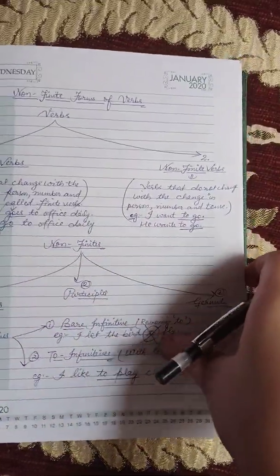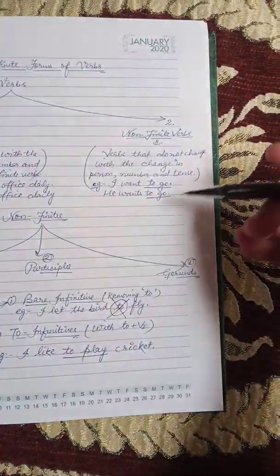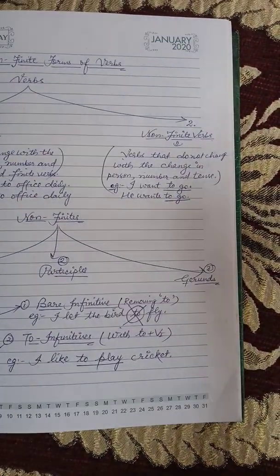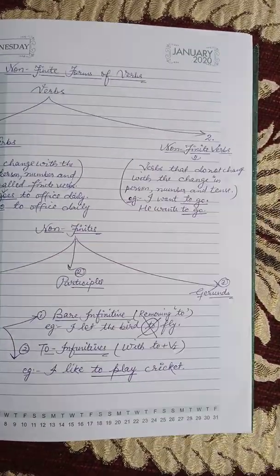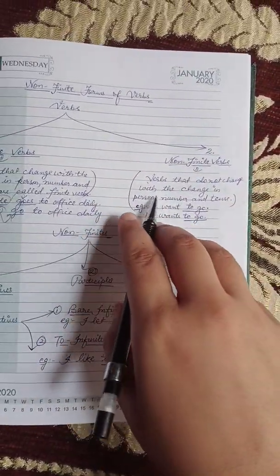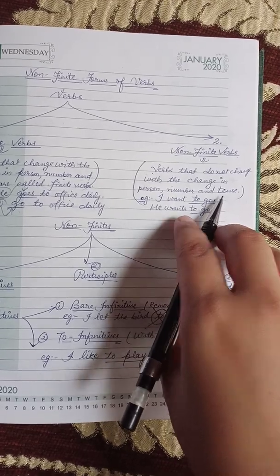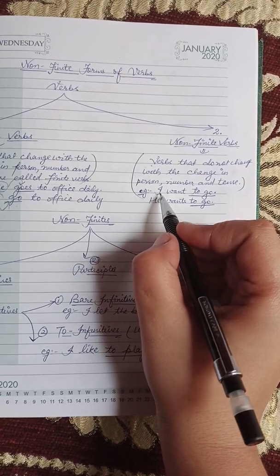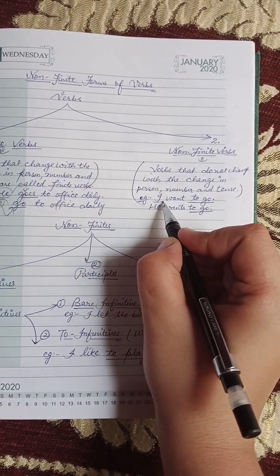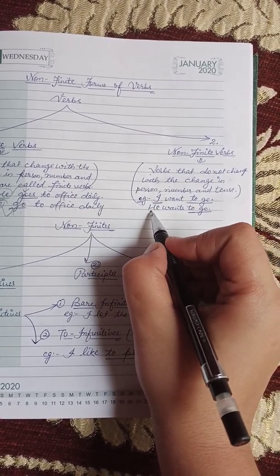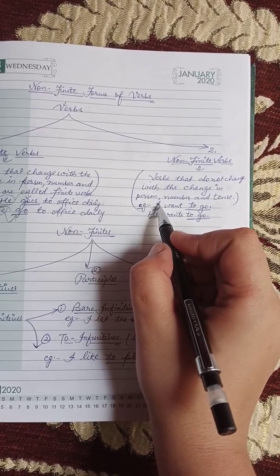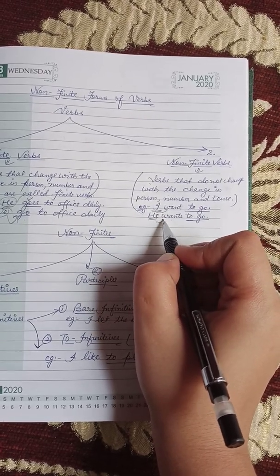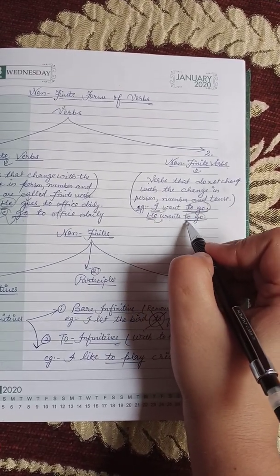Now let's talk about non-finite verbs. These are verbs that do not change with the change in person, number and tense. Like: I want to go, he wants to go. Here the person is I, a first person pronoun, and here he is being used. With these, want is changing: here we are using want and here wants, but to go remains the same in both.